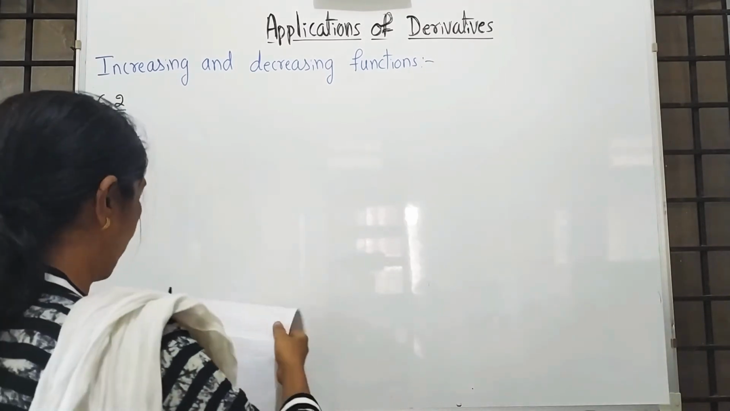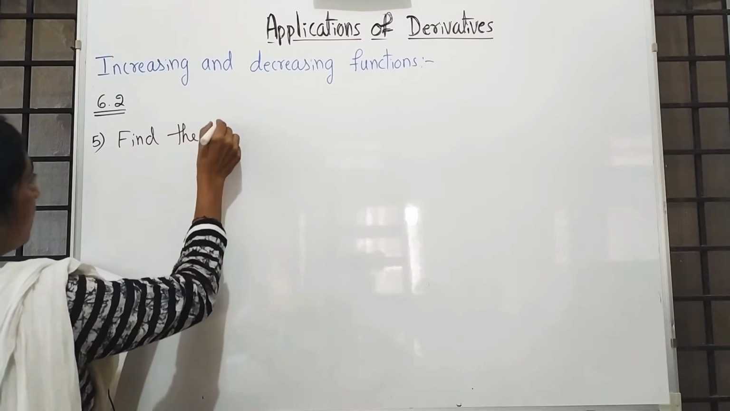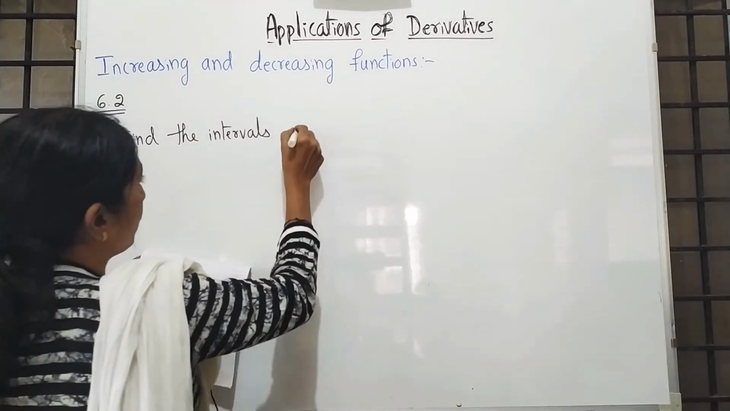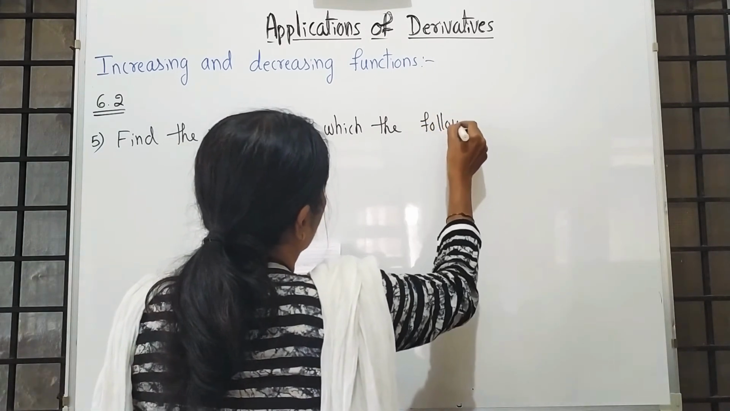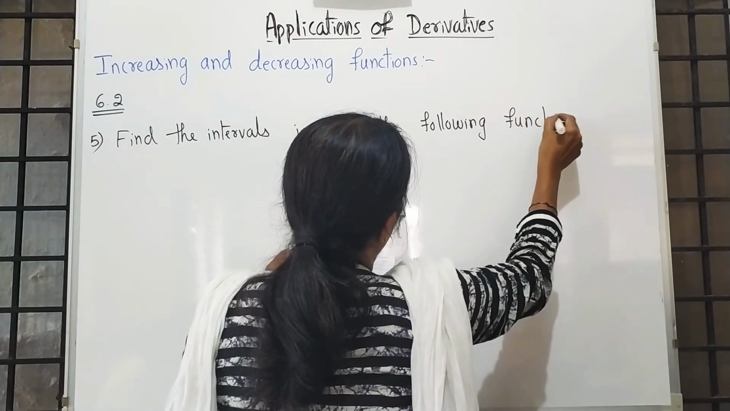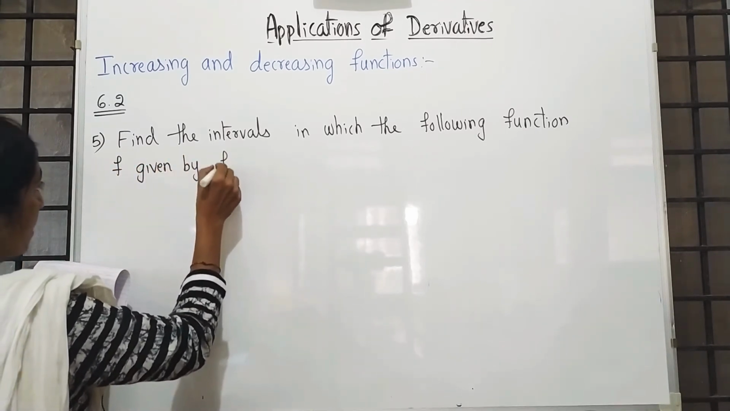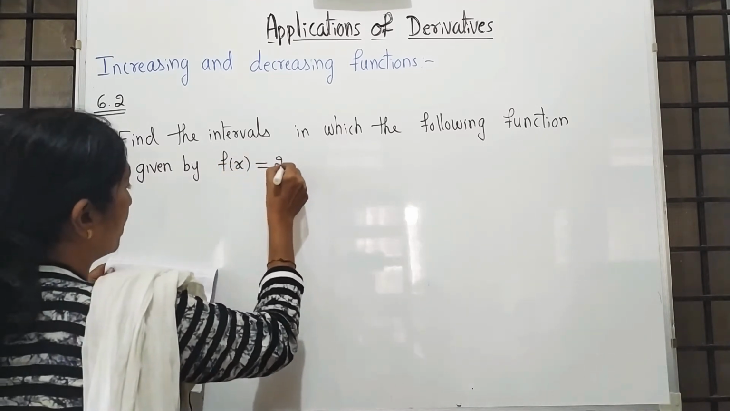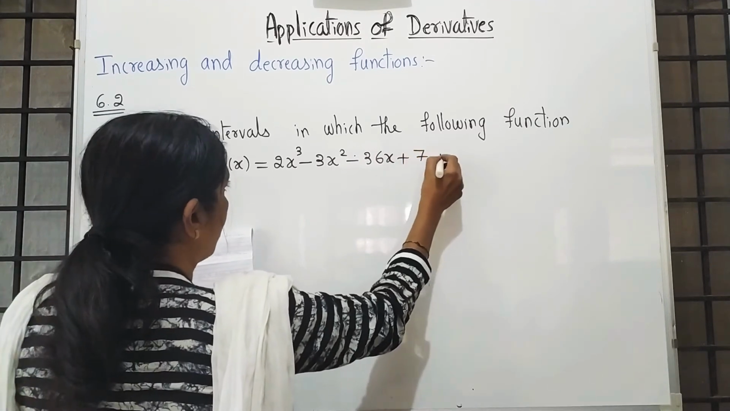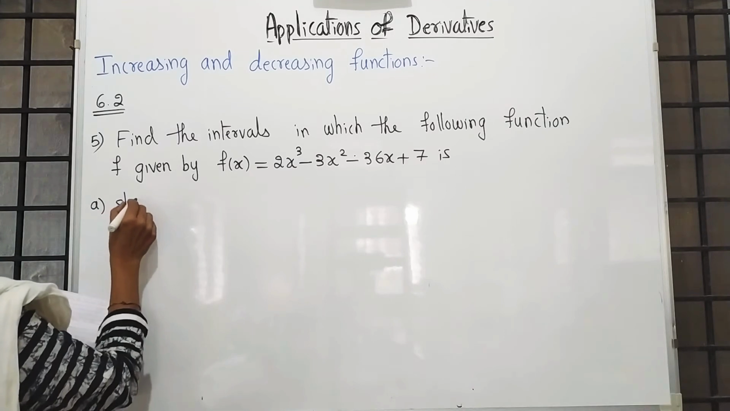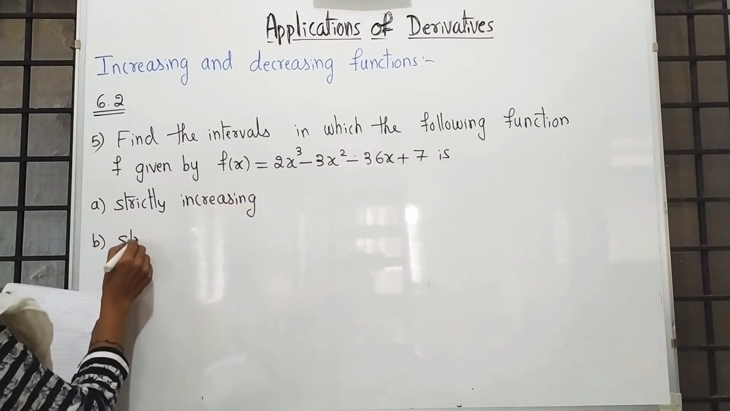That is question number 5. Find the intervals in which the following function or expression f, given by f of x is equal to 2x cube minus 3x square minus 36x plus 7, is, first one, strictly increasing, second one, strictly decreasing.